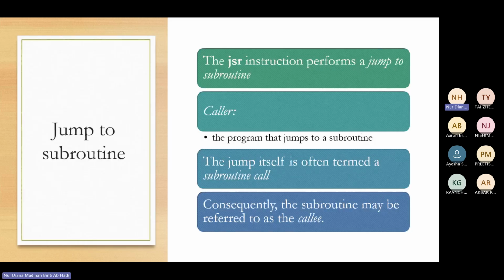So let's jump into the subroutine. The JSR instruction performs the jump to the subroutine. The caller means the program that jumps to the subroutine. The jump itself is often termed a subroutine call. Consequently, the subroutine may be referred to as the callee.